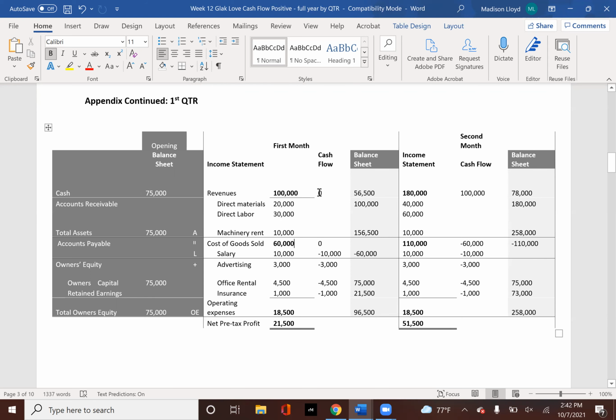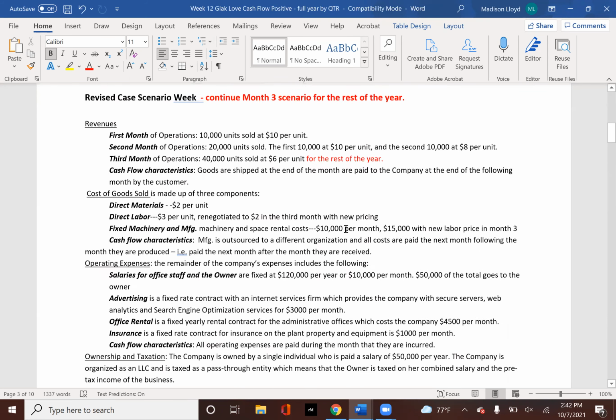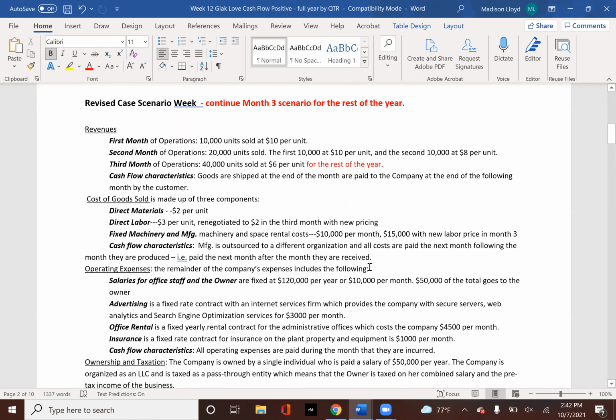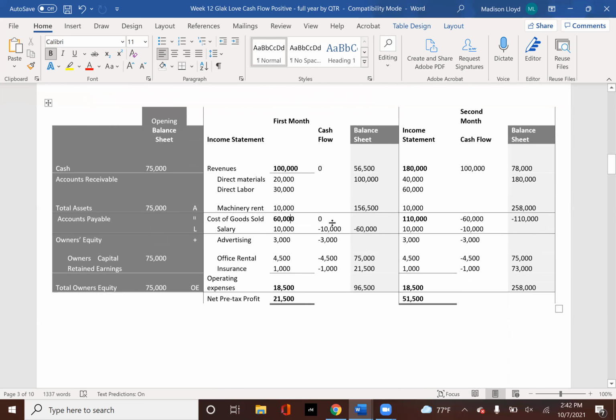So we'll start here. We don't have to pay our cost of goods sold until the next month, which is stated right here: all costs are paid the next month they're produced. So we have our cost of goods sold of $60,000 for $100,000 of revenue. So it takes $60,000 just in direct materials, direct labor, and machinery rent to produce those products, which come out to $100,000 in revenue. So we put a zero there because we're not paying that until next month.